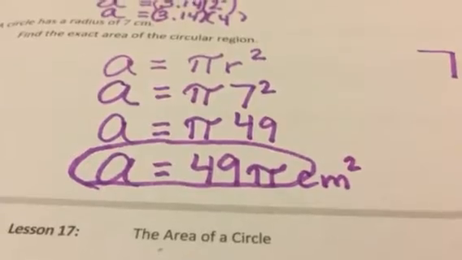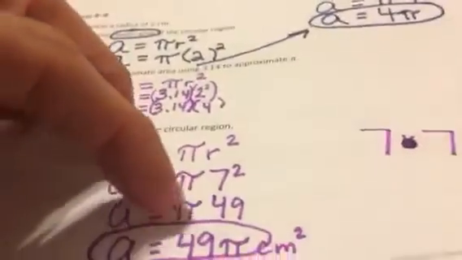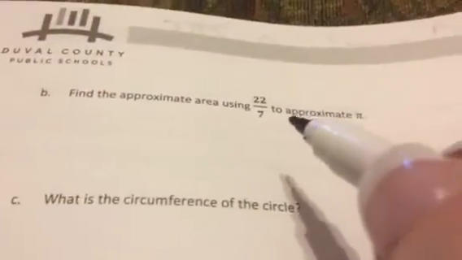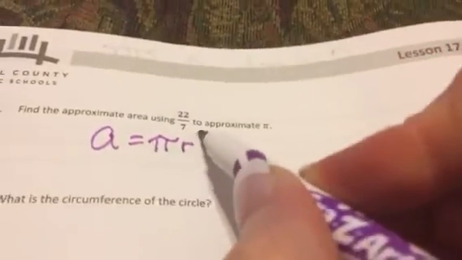Okay, everybody good? Now go to page 107, 5B. We're going to go a little bit faster. Okay, you should already be warmed up. Find the approximate area using 22 over 7. So let's write the formula. A equals pi r squared.